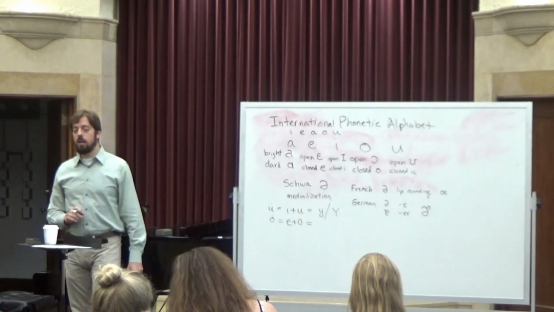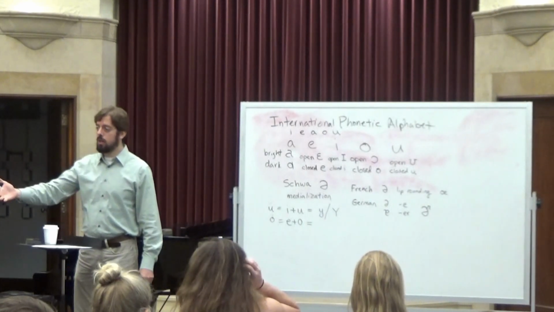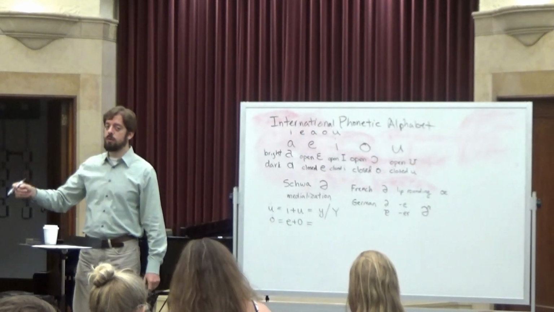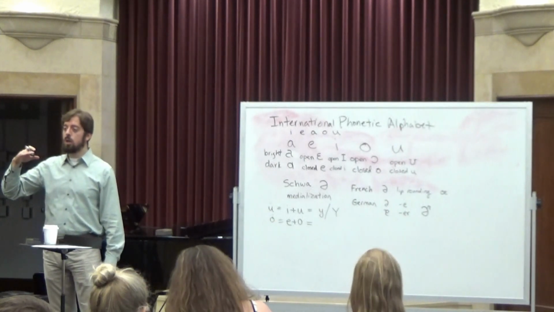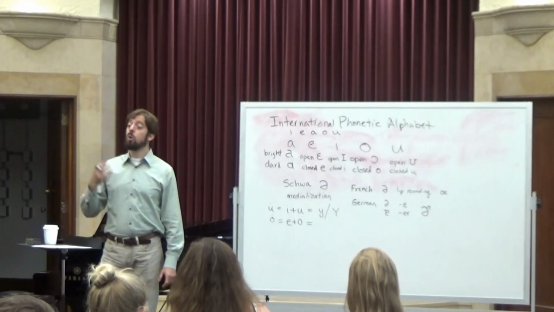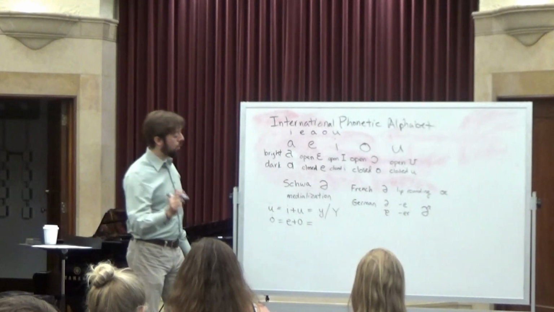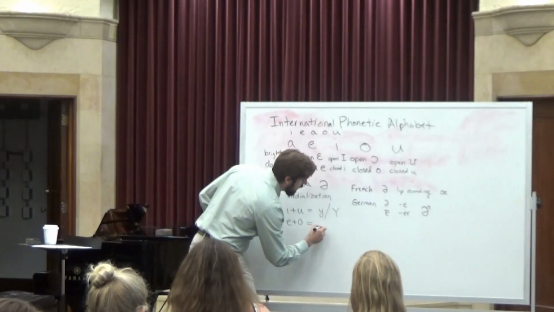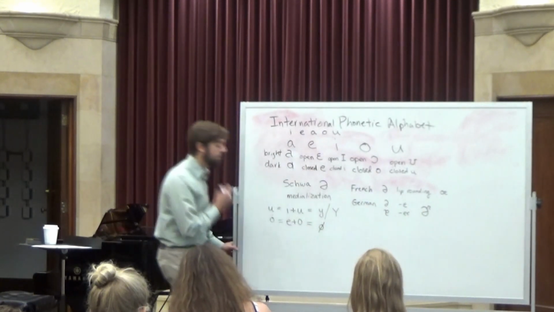So everybody say A, and hold your A and start rounding your lips. A. You get, and that has the IPA symbol O with a slash.